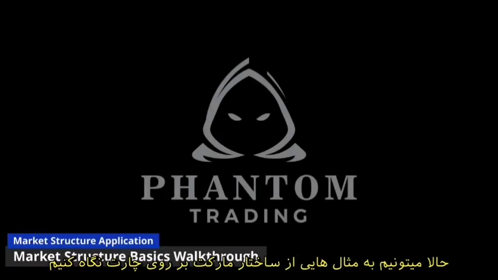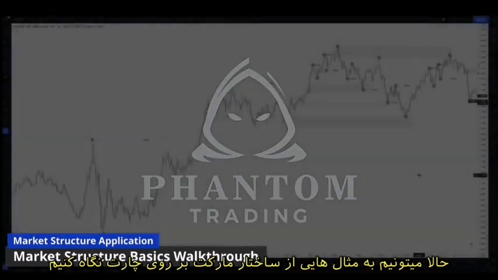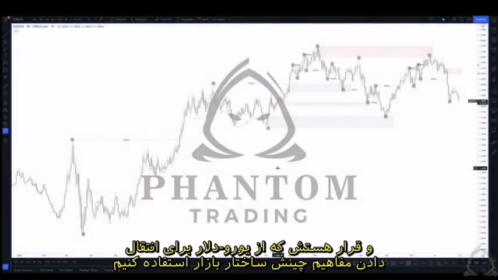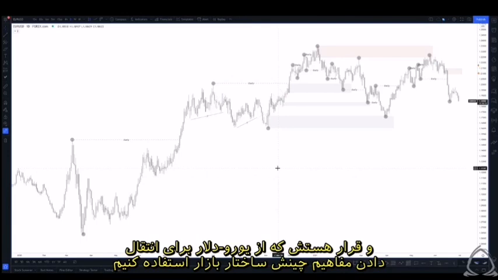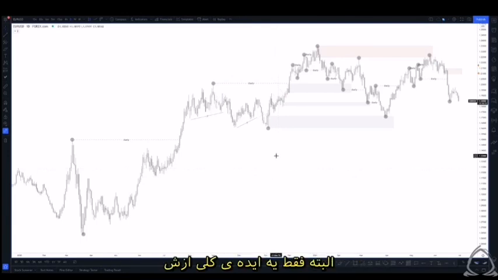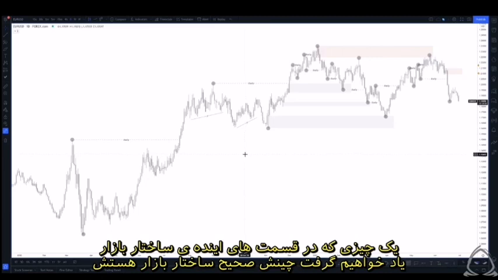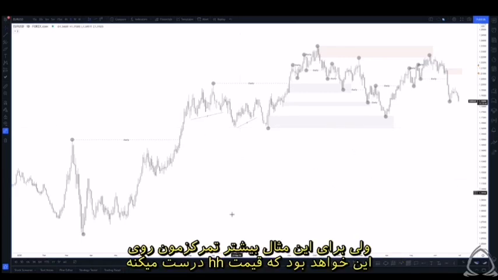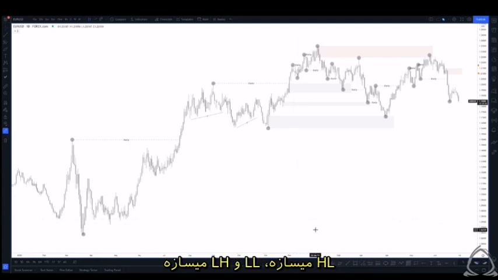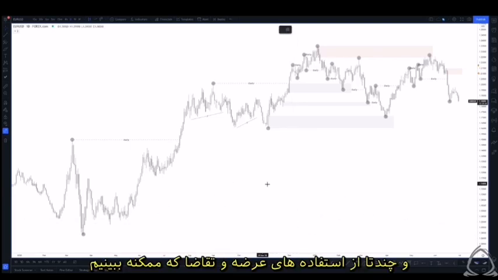Now what we can do is look at an example of market structure here on a price chart. We're going to use Euro US dollar as an example to convey the overall mapping of market structure and just the general idea of it. One thing we'll be doing in future episodes of the market structure series is how to properly map out market structure. But for this example, we're going to be focusing on price creating higher highs, higher lows, lower highs, and some of the supply and demand applications that we might be able to see.